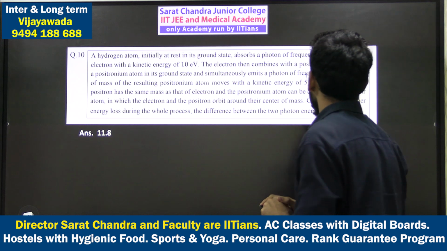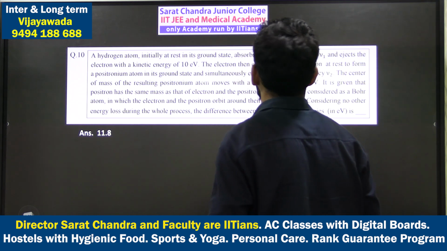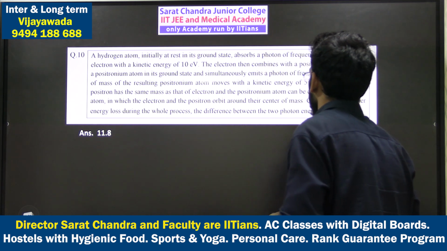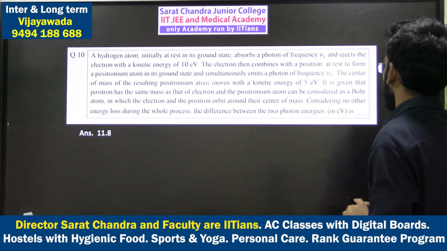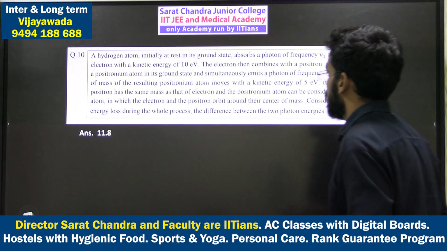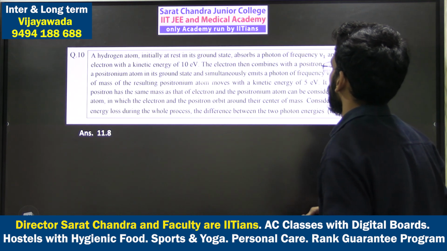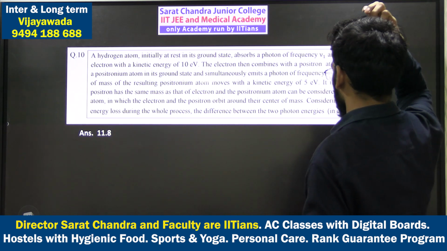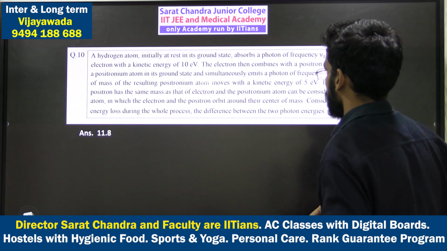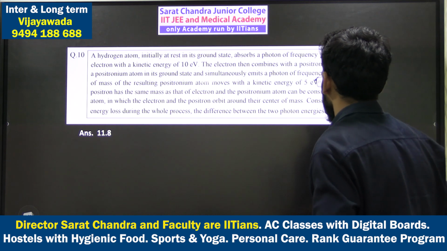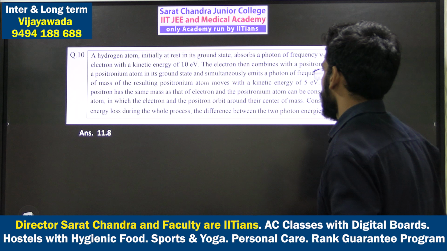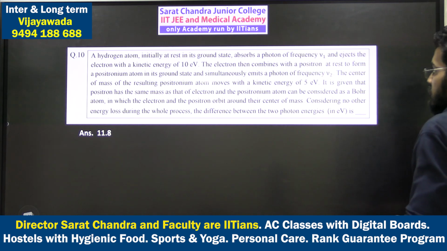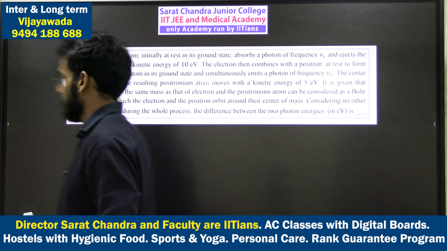The electron then combines with a positron at rest to form a positronium atom in its ground state and simultaneously emits a photon of frequency F2. The center of mass of the resulting positronium atom moves with a kinetic energy of 5 electron volt. It is given that the positron has the same mass as that of the electron, and the positronium atom can be considered as the Bohr atom in which the electron and positron orbit about its center of mass. Considering no other energy loss, the difference between the photon energies.